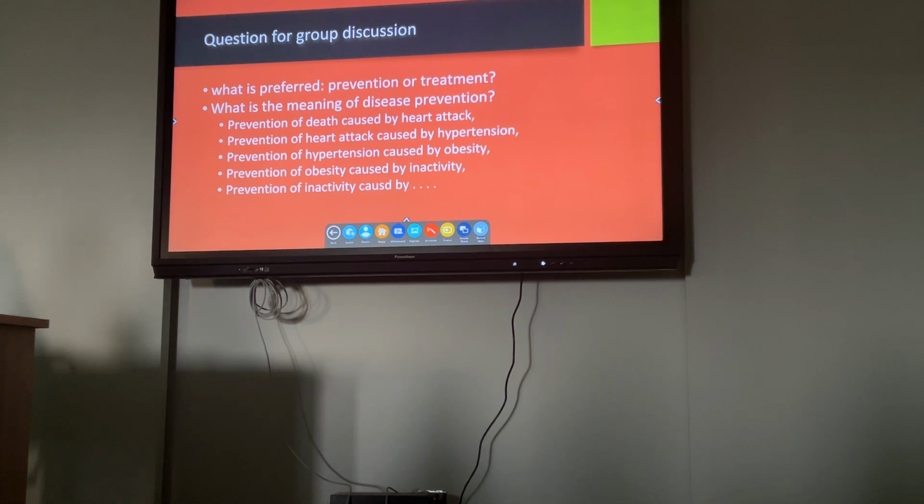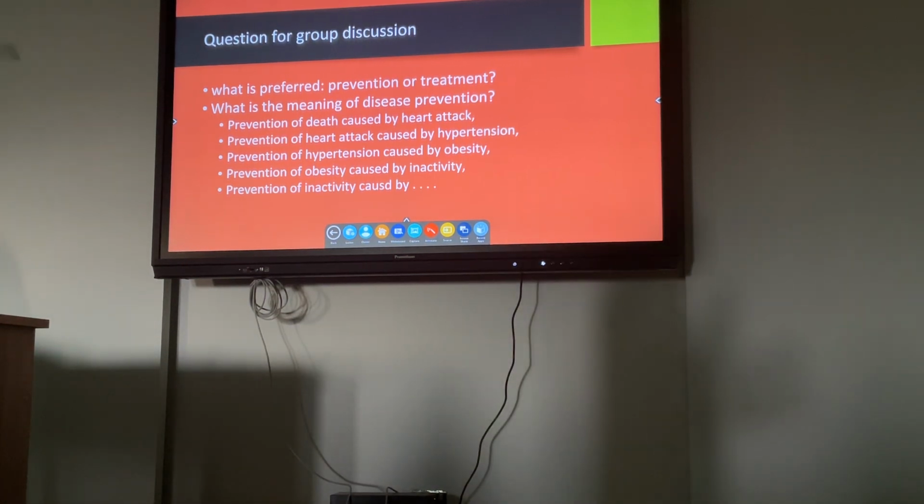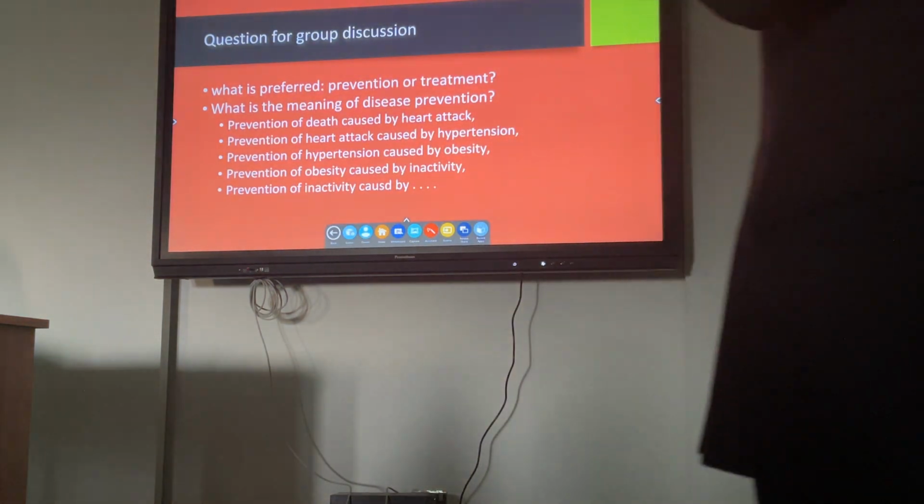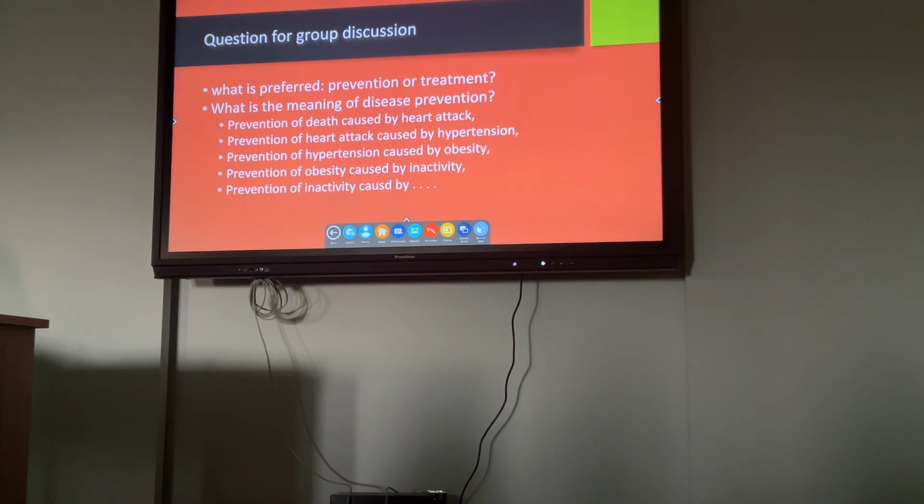Okay, we remove bacteria from water by purification of water. When water is free of bacteria, the chance of diarrhea will be decreased. We cannot eliminate diarrhea, we are just decreasing the rate, or the chance, or the risk of getting diarrhea. In primary prevention, we remove the risk factors and prevent the development of disease.